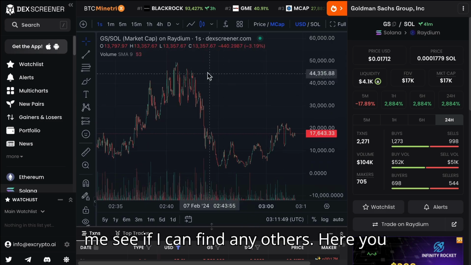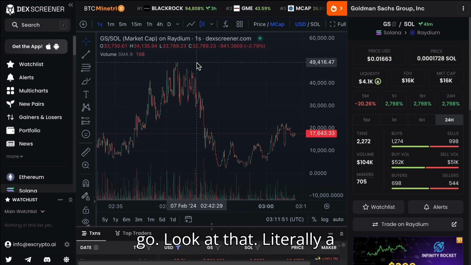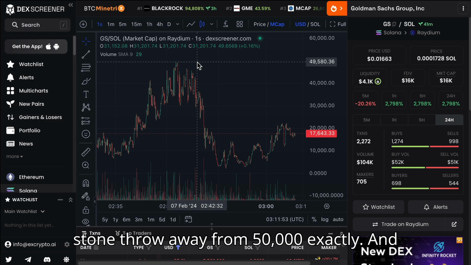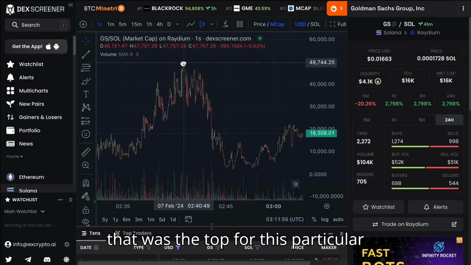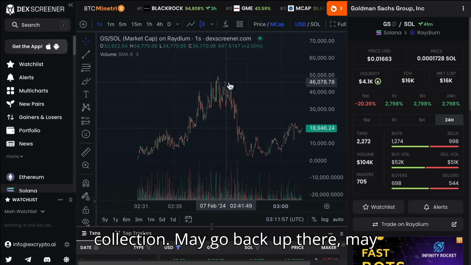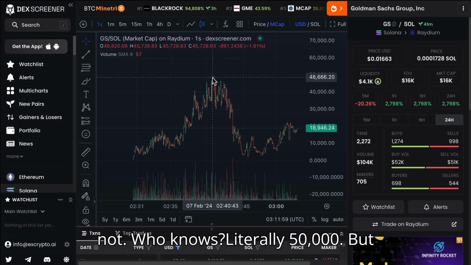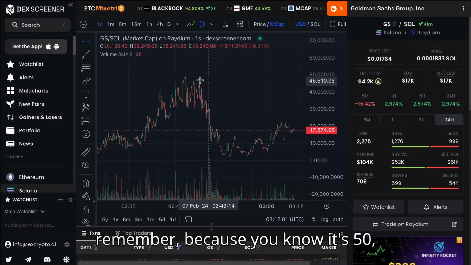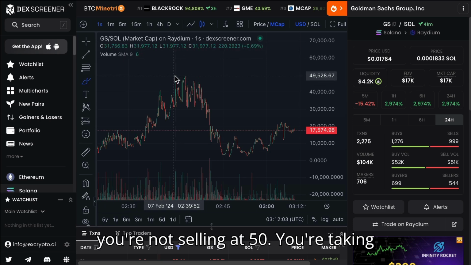Let me see if I can find any others. Here you go. Look at that. Literally a stone's throw away from 50,000 exactly. And that was the top for this particular collection. May go back up there, may not. Who knows? Literally 50,000. But remember, because you know it's 50, you're not selling at 50.